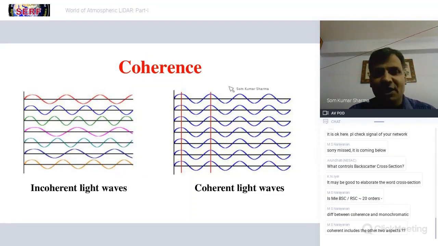In contrast, in a coherent light wave all the phases are together. If it is phase up, all phases are up. If it is phase down, all phases are down. So they move independently but coherently. All the phases are coherent with each other. This is from an ordinary light source, and this is from a laser light source. So this is the pictorial view of coherent and incoherent light waves.